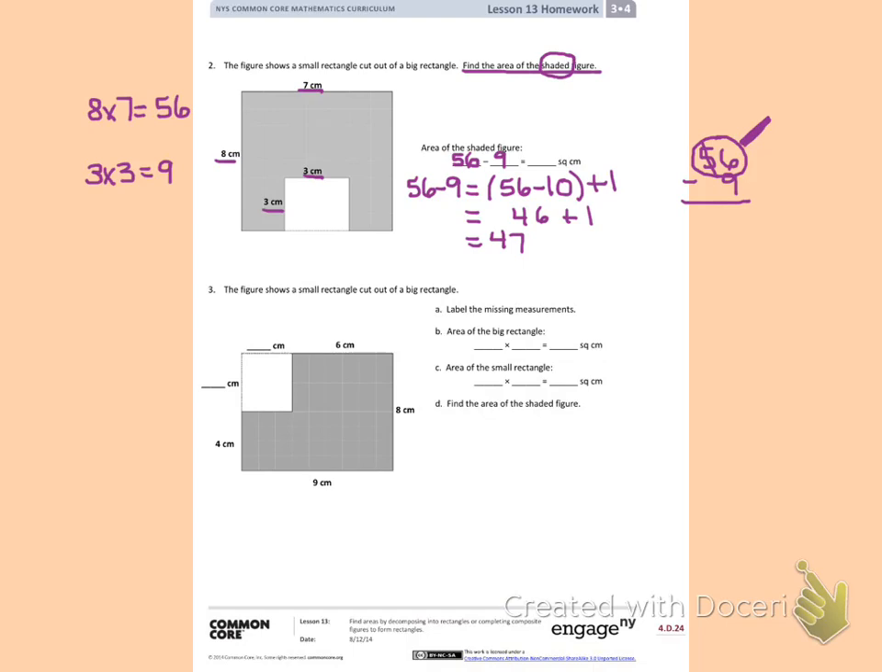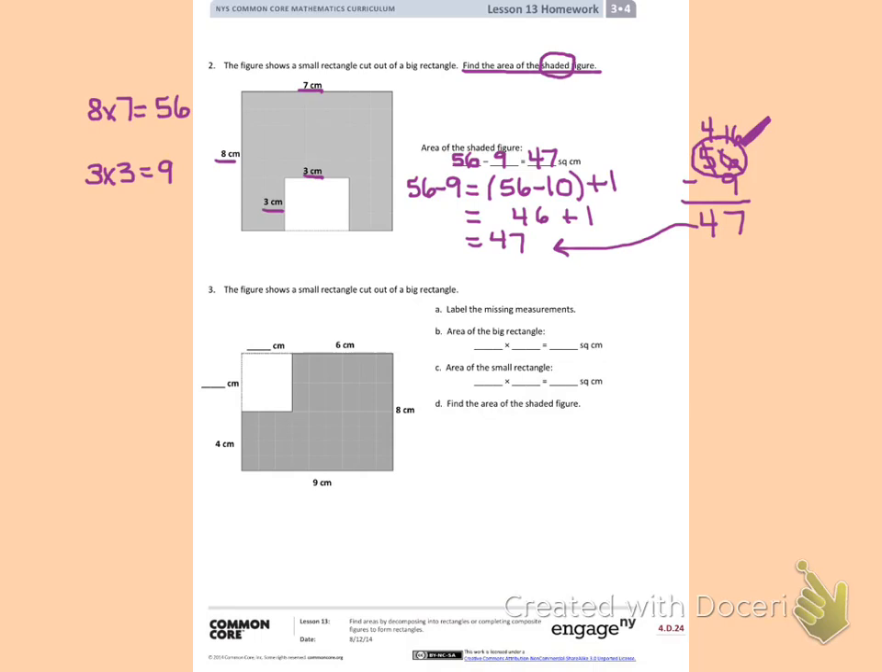Now the neighbor doesn't have 5 tens anymore. Now the neighbor has 4 tens. Because I broke up a 10 and put it in the ones column, 10 plus 6 makes 16. And 16 minus 9 is 7. 4 tens minus 0 tens leaves 4 tens. Look, I got the same answer. So the answer is 47 square centimeters.